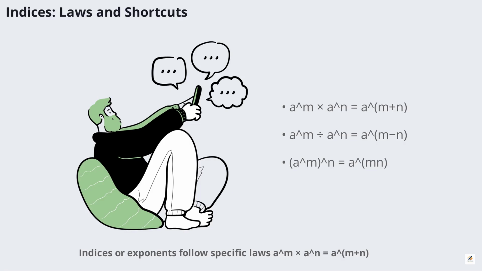Indices or exponents follow specific laws. aᵐ times aⁿ equals aᵐ⁺ⁿ, aᵐ divided by aⁿ equals aᵐ⁻ⁿ, (aᵐ)ⁿ equals aᵐⁿ, and a⁰ equals 1. These rules simplify calculations involving powers and are essential for algebra and higher mathematics.